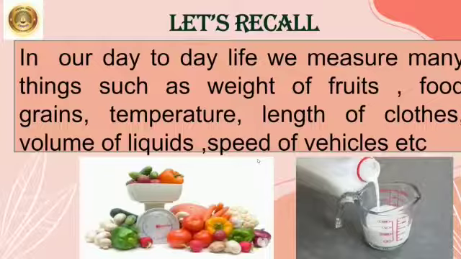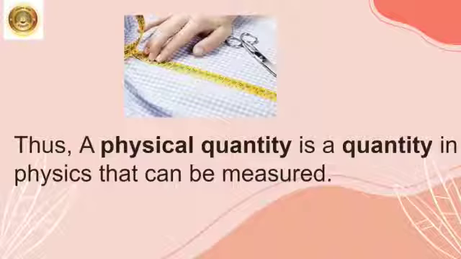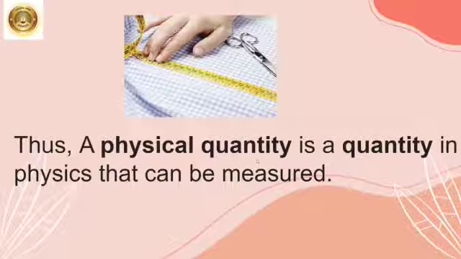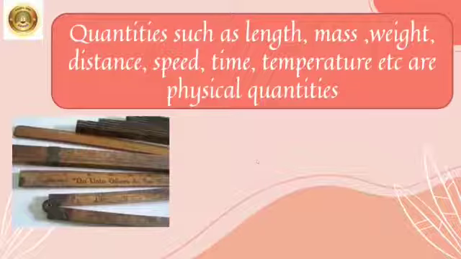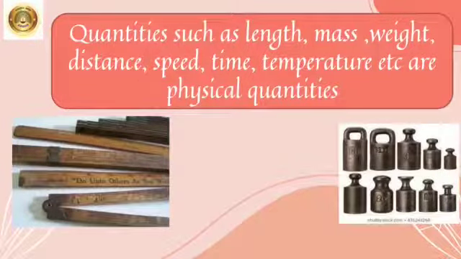We measure many things in our day-to-day life. When we buy vegetables and grains, we check the weight of the items. We measure liquids, density of various substances, the speed of vehicles, the length of cloth, etc. Nowadays, we are very familiar with checking the body temperature and the oxygen level in our body. So these quantities such as mass, weight, distance, speed, temperature, volume, etc. are called physical quantities. Thus, anything which is measurable is called a physical quantity.